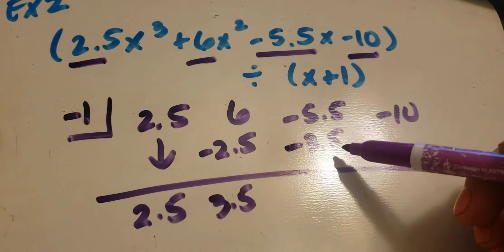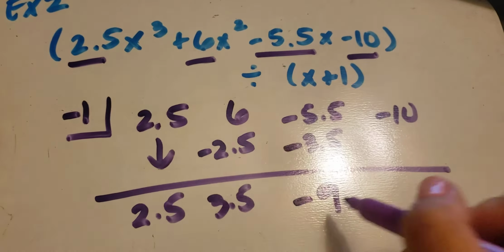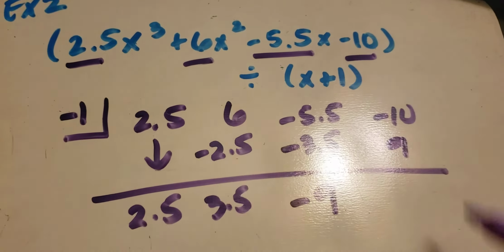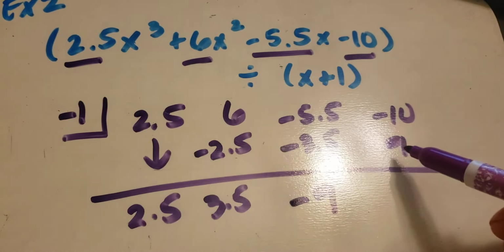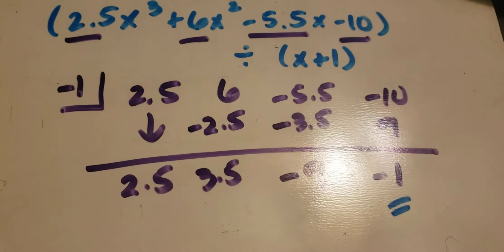Then we combine like terms. Negative 5.5 minus 3.5 is negative 9. Negative 9 times negative 1 is 9. And then negative 10 plus 9 is negative 1. So this is our remainder.